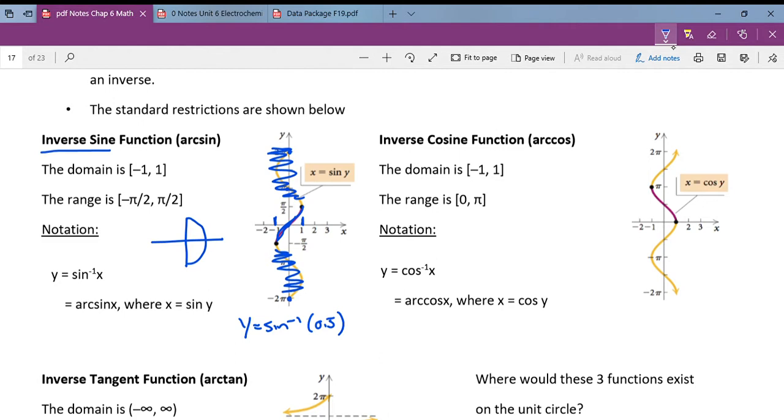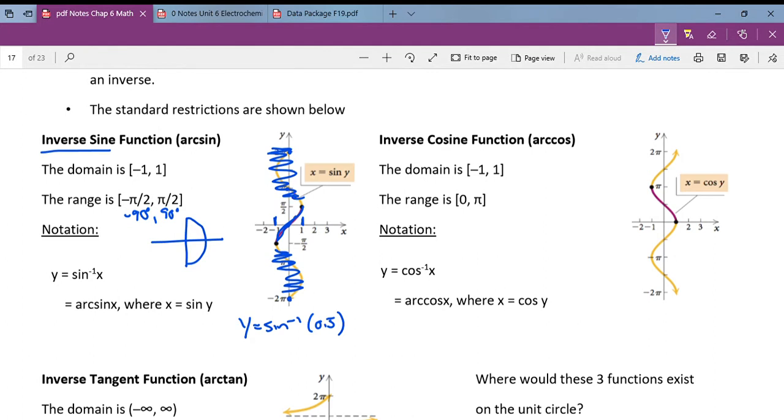So another way of thinking about the range is as -90 to 90, or -pi by 2 to pi by 2. Let's just do it in degrees because it seems to make more sense, especially using a calculator. If I type in inverse sine of 0.5, it gives me an answer of 30. So it gives me an answer somewhere in here.